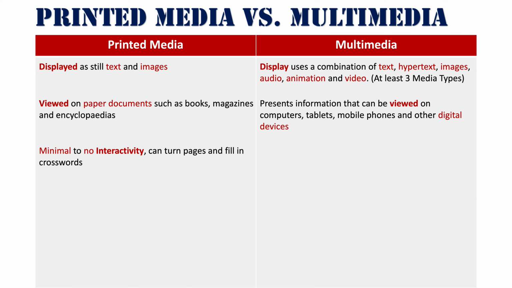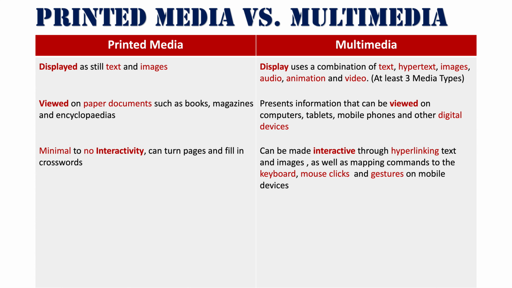With printed media, there is minimal interactivity. You can turn the pages. You might be able to fill in crosswords or do a little maze with your pen on the paper, but it's very minimal. There are also those choose-your-pathway books where you can turn to a specific page, but not much interactivity. Whereas with multimedia, the whole backbone of it is that it's interactive. That's the whole point of doing it. It's interactive through the use of hyperlinks, buttons, mouse clicks, keyboard presses and gestures for touch devices, which allow the user to orientate where they want to go in the multimedia software.